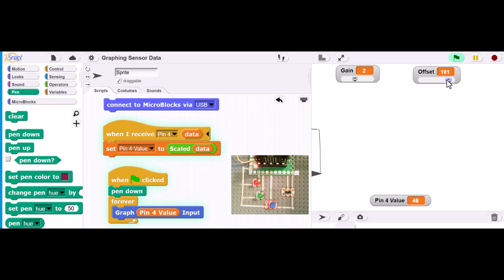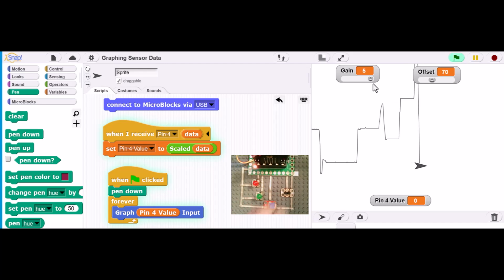So if I want to increase the offset, I move it to a greater value, and if I decrease the offset, I move it to a lesser value. The gain determines how far up or down the graph goes. So if I have a big gain or amplification, it will actually go off the charts here. I'll need to recenter this using the offset.